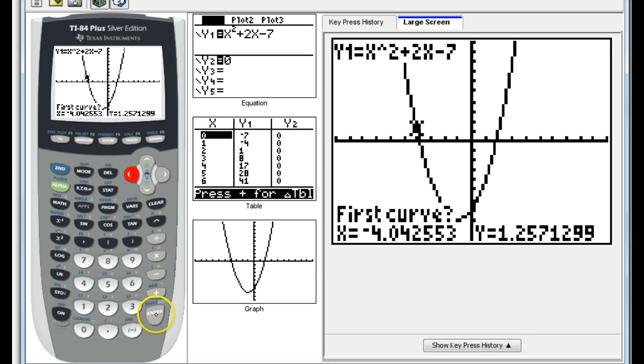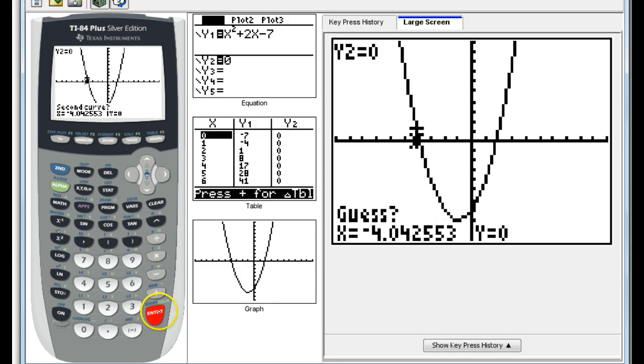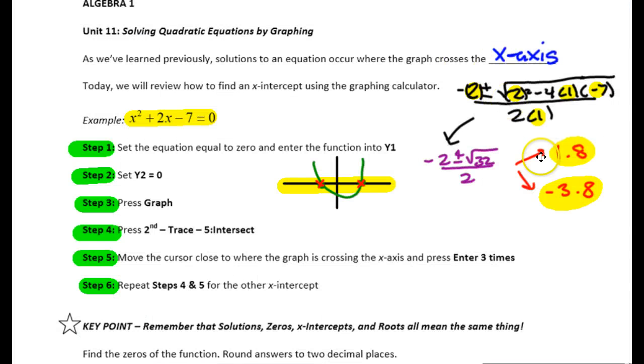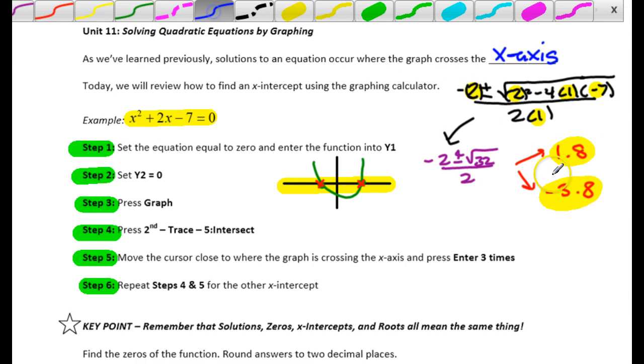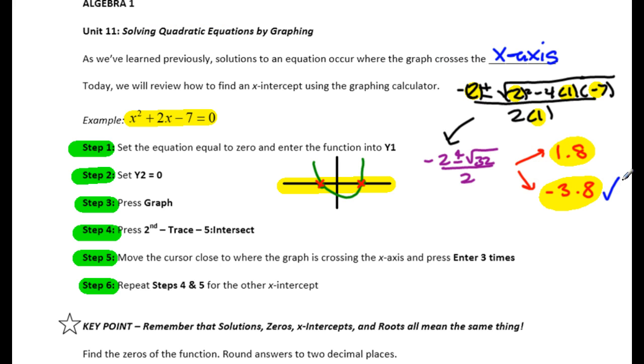So then you just enter 3 times. Enter, enter, enter. And so look, see the cursor is now directly on the x-axis. So it's telling you it's intersecting at negative 3.8 and 0. And look, that was one of our answers, negative 3.8. Okay, so that's one coordinate. And technically they're writing it like a point because it's the x-axis.